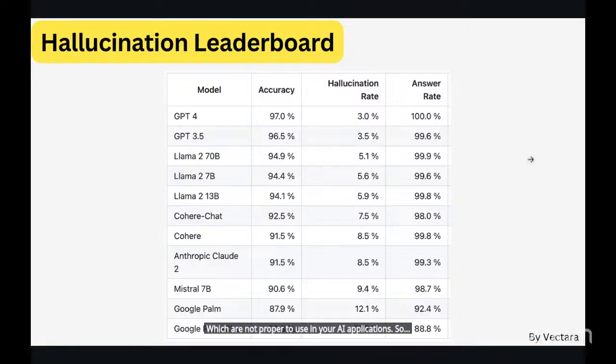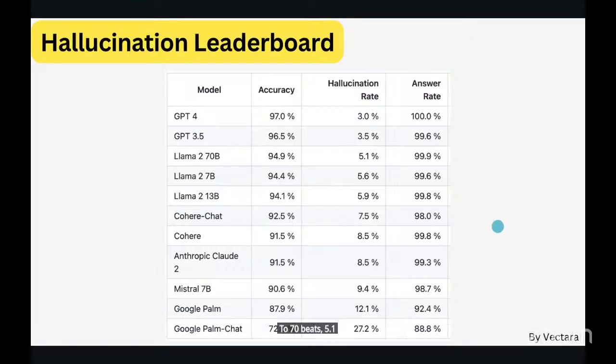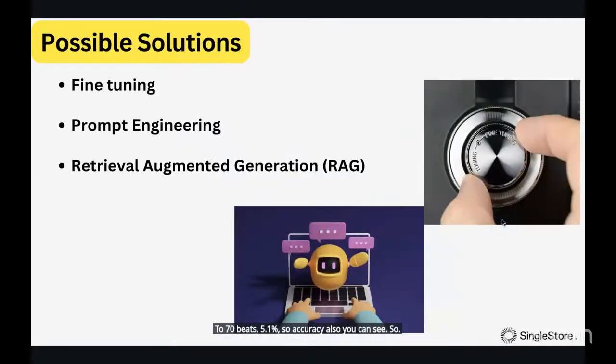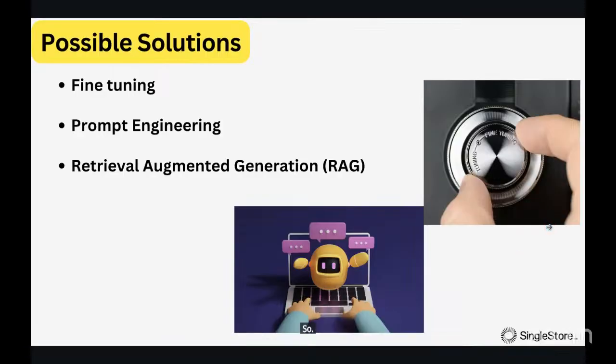And this is the hallucination leaderboard from Vectara. I got it some days back. Like GPT-4, as you can see, the hallucination rate is 3%, and GPT-3.5 is 3.5%. Llama 2 70B is 5.1%. So accuracy also you can see. So what are the possible solutions to eliminate these limitations of LLMs, right? One is fine tuning, second one is prompt engineering, and the third one is retrieval augmented generation. So let's look at them one by one.